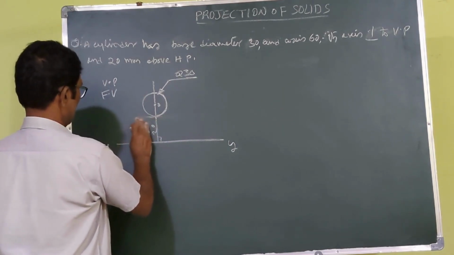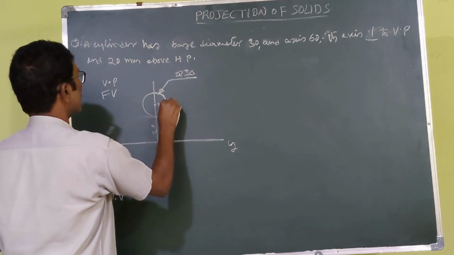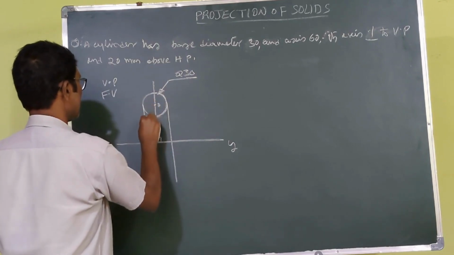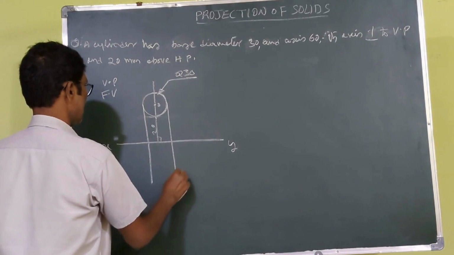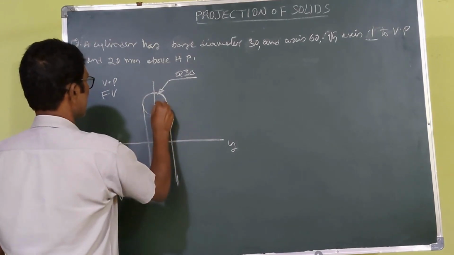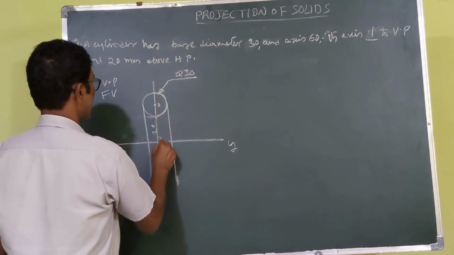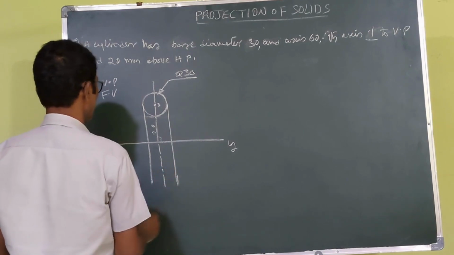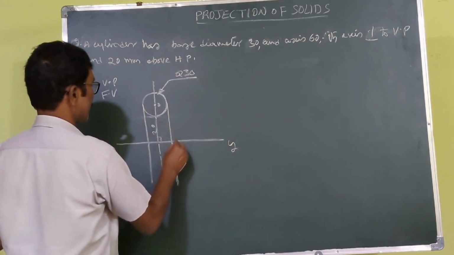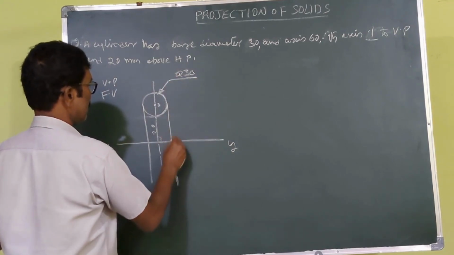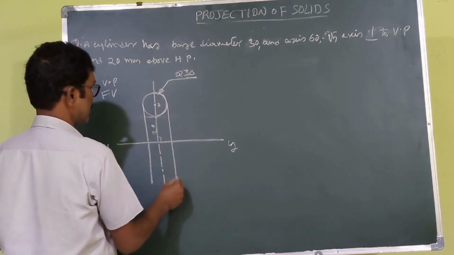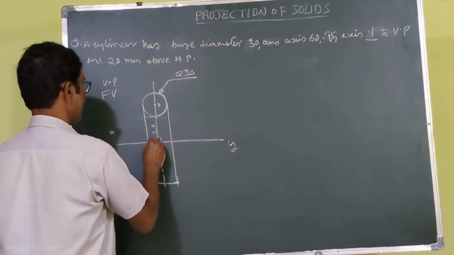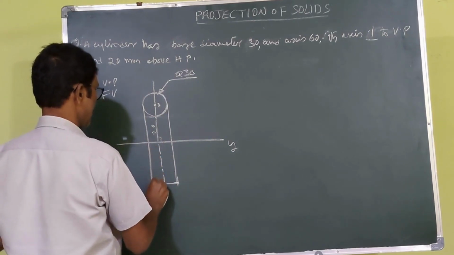the top view. From here you draw the projectors. Here also you draw the projectors. So here is the central axis. From here you draw dotted lines. Axis length is equal to 60. From here, this is the center, you draw the arc 60. You draw a horizontal line here.